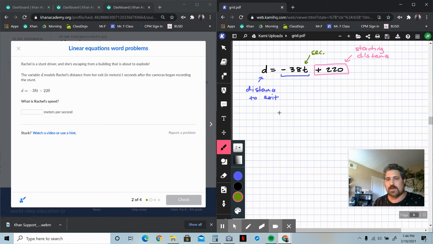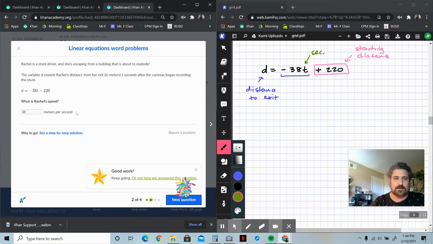It's negative 38. So basically she's traveling a distance. Even though it's a negative slope, it actually is going to be a positive speed, because there's no such thing as a negative speed, particularly because your distance is always positive. So yes, she's reducing the amount of distance to the exit every period of time at 38 meters per second. So I would say this is 38.